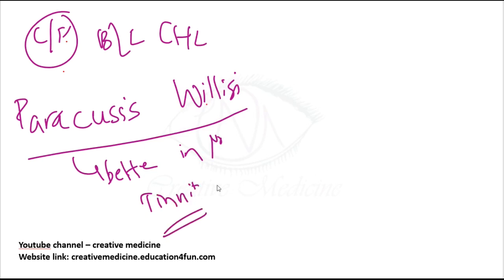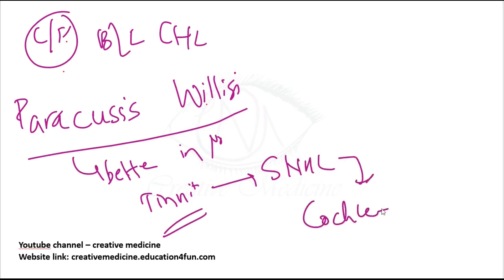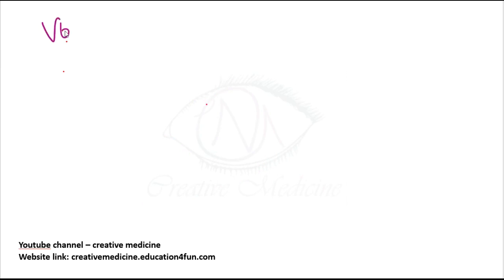Sometimes tinnitus with sensorineural hearing loss is seen in the cochlear type of otosclerosis. So the most common type is stapedial otosclerosis. That is the reason why in 85% of cases there is bilateral conductive hearing loss, but there are some minority of cases with cochlear hearing loss, because in them there will be tinnitus and sensorineural hearing loss.